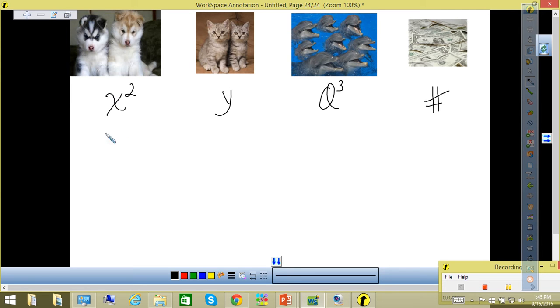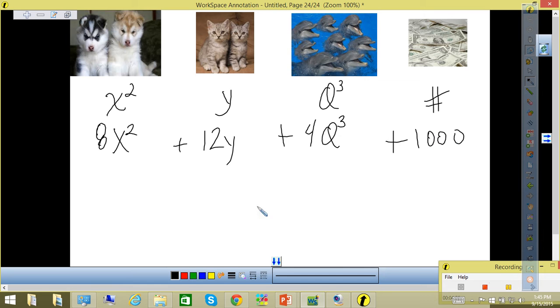First shipment, 8 dogs. What do I write? 8x squared. 12 cats. What do I write? 12y. 4 dolphins. What do I write? 4q cubed. And $1,000, so that's 1,000.